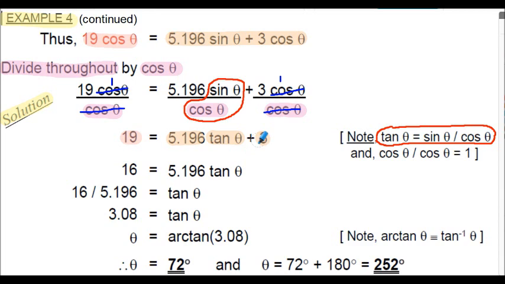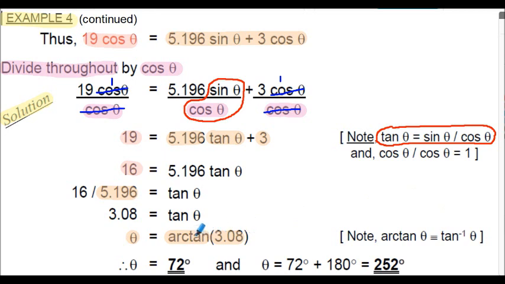On the next line, I simply subtract 3 from both sides of the equation, and I divide throughout by 5.196. So we can see that theta is equal to the arctan, the inverse tan, of 3.08 in this case. Now there are an infinite number of solutions because the tangent waveform is periodic, continues forever, but the question wants us to limit our solutions between 0 and 360 degrees.